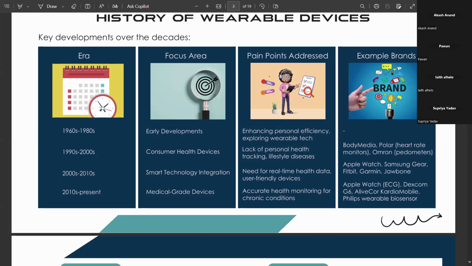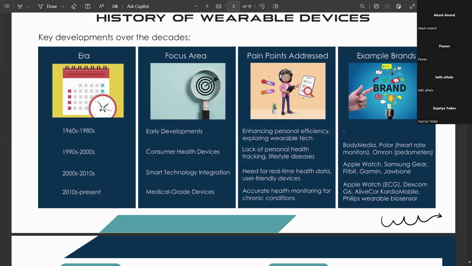Then come 2010 and present. Now, the recently approved or marketed medical devices are more FDA approved. These are more medical grade. They need stringent regulatory policies in each region.